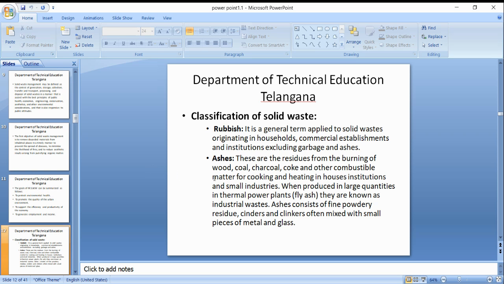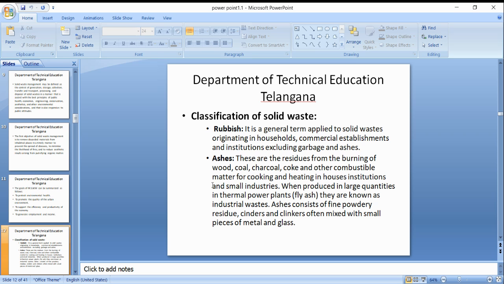Ash comes from wood, coal and other combustible matter, from the mines or where industries are there, and from cooking. Ash consists of fine powder residue and cinders. It can be useful for fly ash bricks if we recycle it in a correct manner. If we throw it away like that, it will create dust pollution.